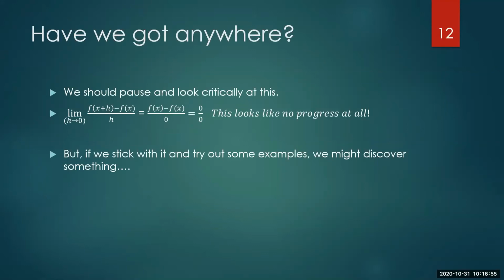So have we got anywhere, I wonder? Well, let's take a look. If you look at the limit as h goes to 0 of f of x plus h minus f of x all over h, if we let h go to 0, there's a risk that this becomes 0 over 0. So maybe it's worth trying a few examples and seeing how we get on with it.